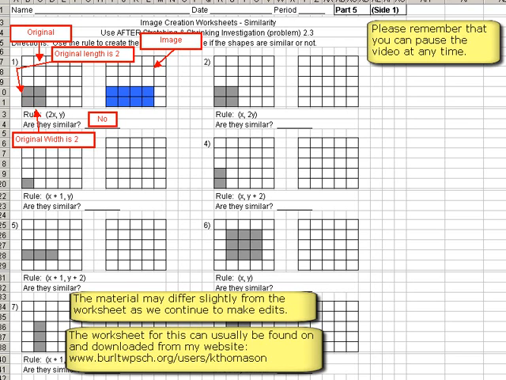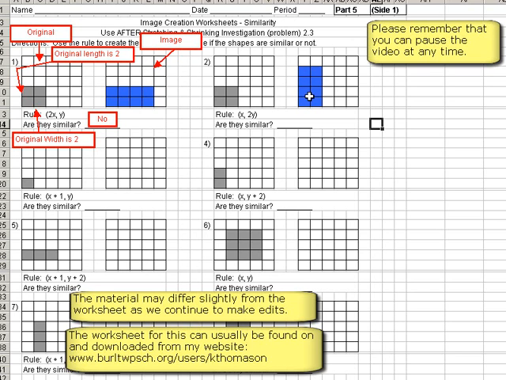They are not similar. Alright, so for number 2, the original is 2 wide, so 2 times 1, because it's plain old x, is 2, so we know it's going to be 2 wide. And here the original height is 2, and this is telling you whatever the height or the length is, you got to multiply it by 2. So 2 times 2 is 4. So the length of the image is 4.